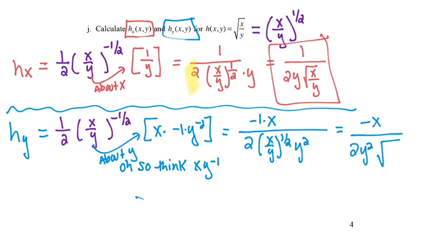So we have negative x over 2y squared, and again I went ahead and wrote that in radical format, but if I had at least written x over y in parentheses to the 1/2 power, that would have also been okay.